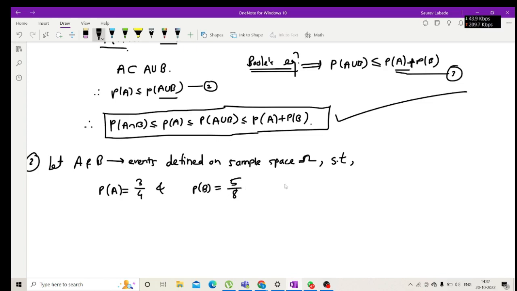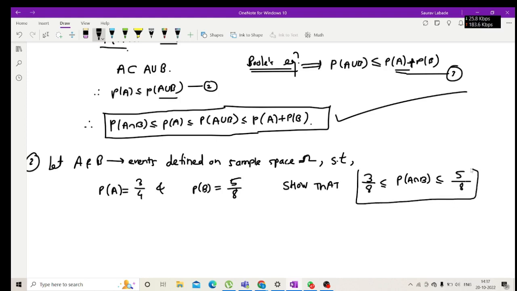Here we have to show that 3 by 8 is less than or equal to the probability of A intersection B, which is less than or equal to 5 by 8. Okay, we have to show this. The given things are these, and from this we have to show this. So how can we do that? How can we solve this?